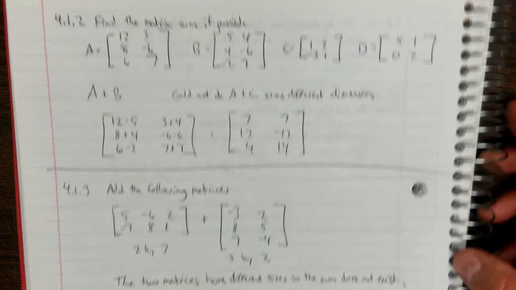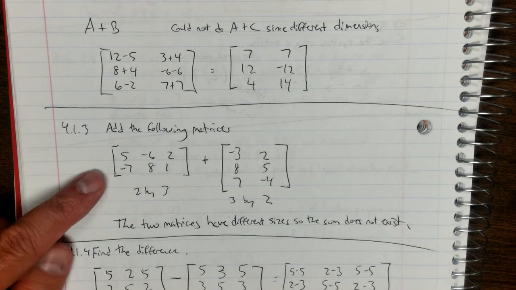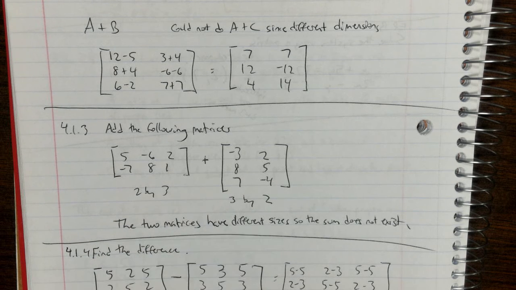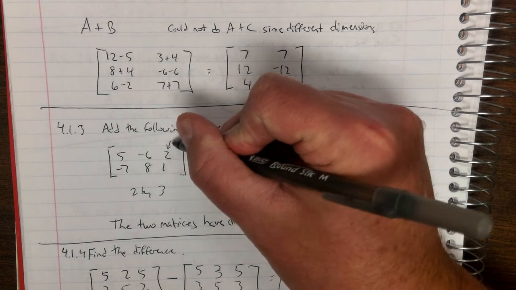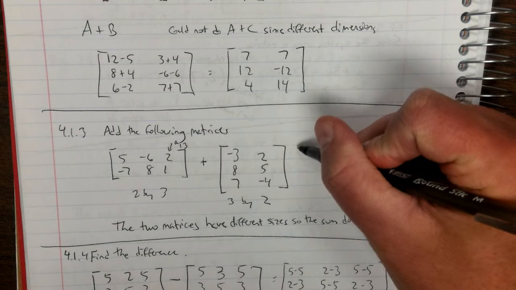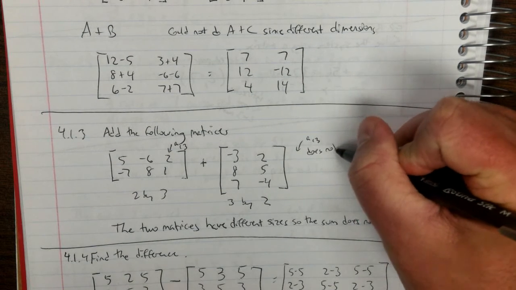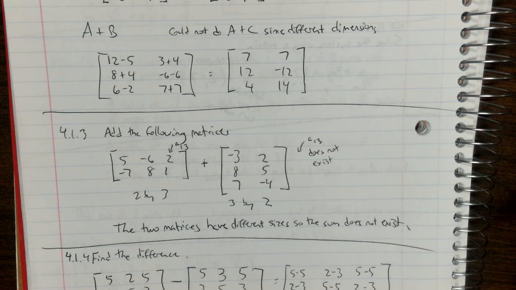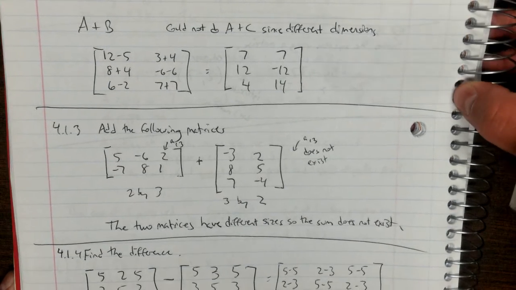And that's a great transition into this one. It says add the following matrices, and you have a 2x3 trying to add that to a 3x2, and it's not possible. Because, for example, if this is A13, where is A13 over here? It does not exist. And so it's not possible. The two matrices have different sizes, so the sum does not exist.